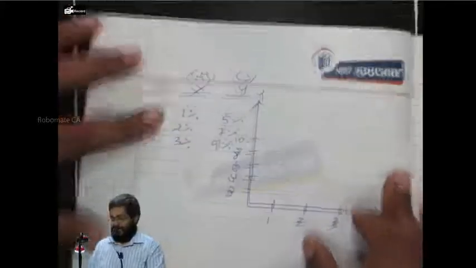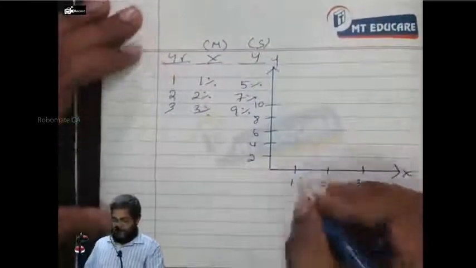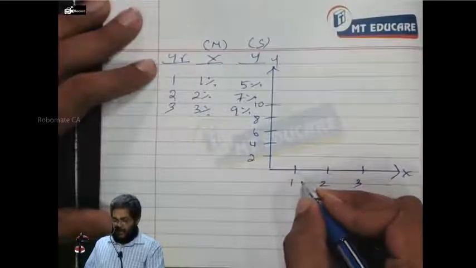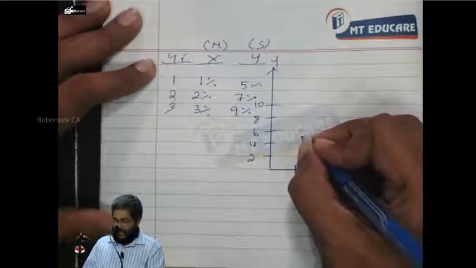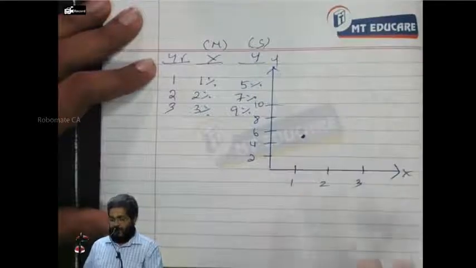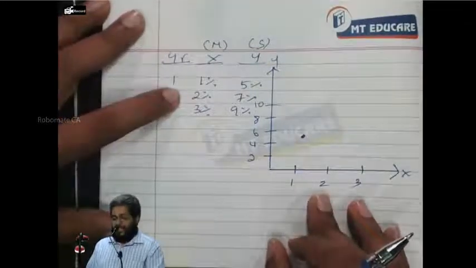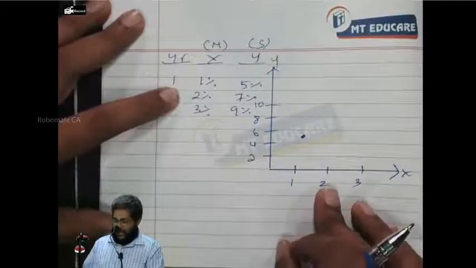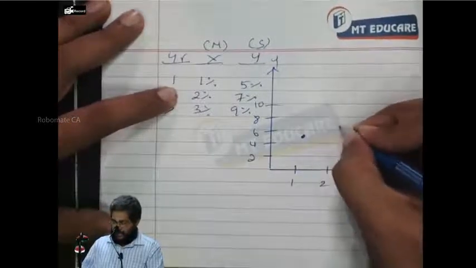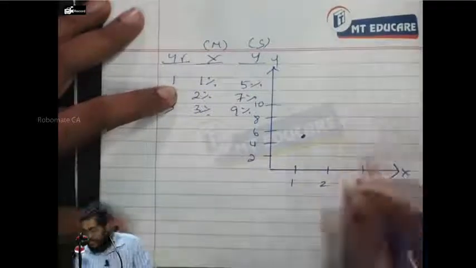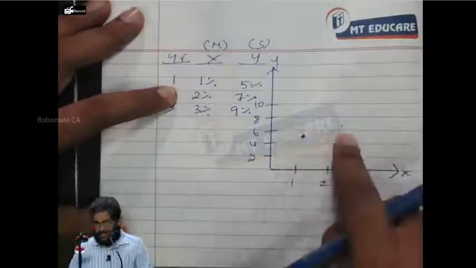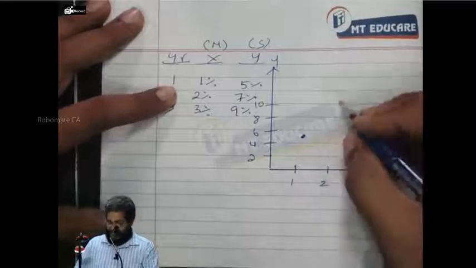When the market return is 1, the security is how much percentage here? 5%. The point should be somewhere here. When the market is 2, the security is what? 7%. It should be somewhere here. 7, correct, yes or no?